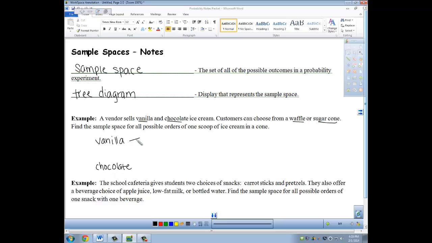Now, if you were to order vanilla, you could have either gotten a waffle cone or you could have gotten a sugar cone. If you had ordered chocolate ice cream, you still had the same choices for the waffle cone or sugar cone.